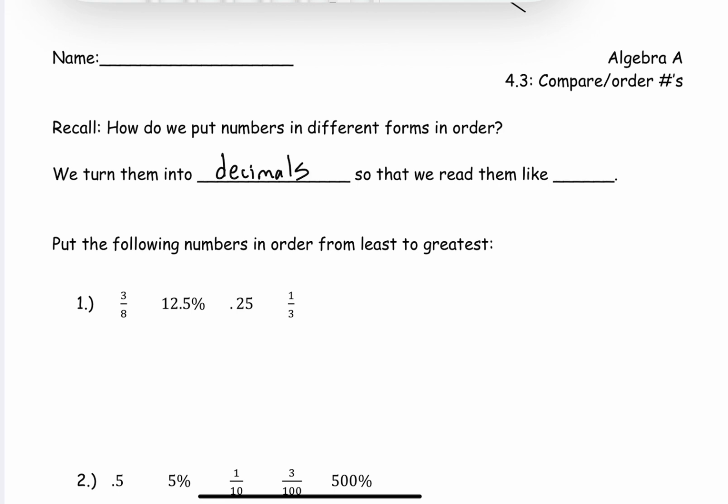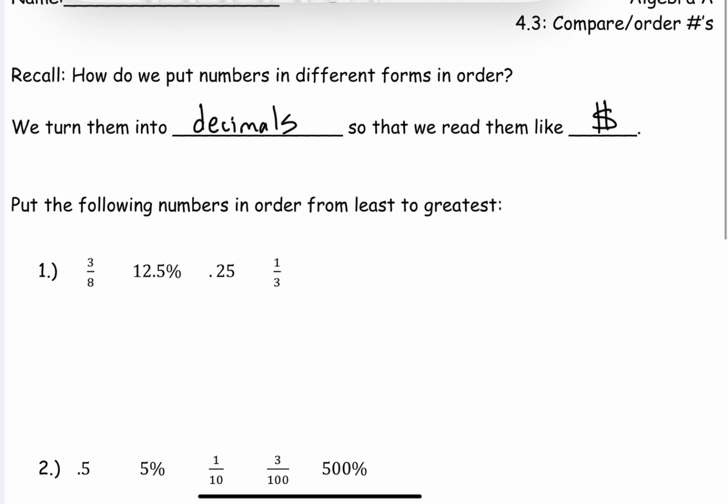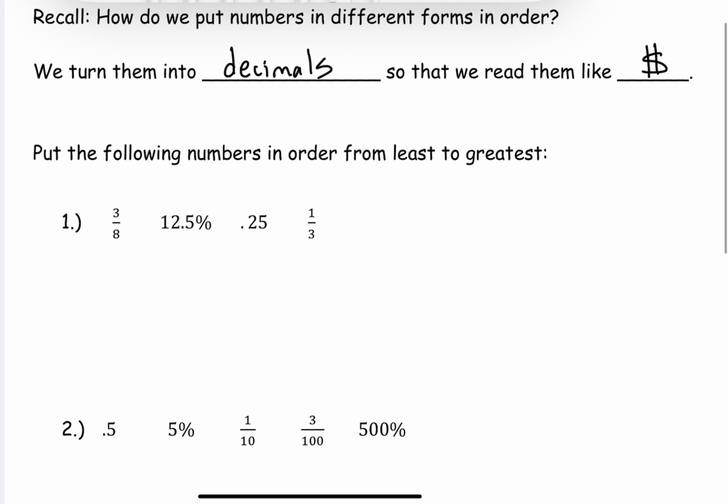The reason we want everything to be decimals is because then it looks like money. And money is something that's a lot easier for us to understand. All right, so I have first 3/8. So to turn that into a decimal, we're going to do 3 divided by 8. So you would need a calculator, and you would type 3 divided by 8 on your calculator, and you're going to get about 0.38. So it's about 38 cents.